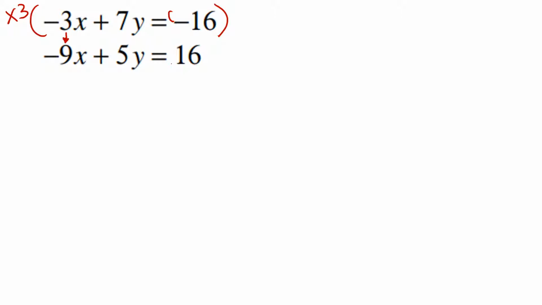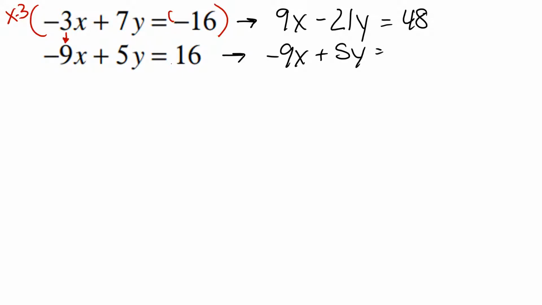Looking at this problem, both of them are negative, meaning when we multiply, we need to get rid of that negative sign. So when we multiply by a negative 3, that's going to change our sign. So multiplying negative 3 times negative 3 is going to give us a positive 9x. Negative 3 times 7 is going to give us a negative 21y. And negative 3 times negative 16 is going to give us a positive 48. The bottom equation, negative 9x plus 5y equals 16, is going to stay the same.